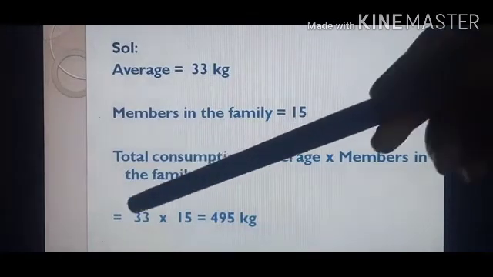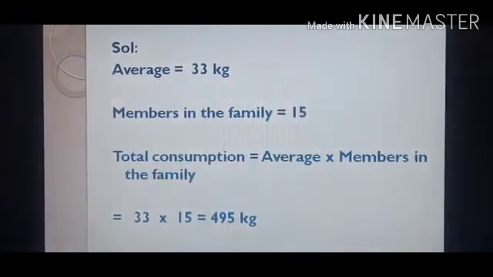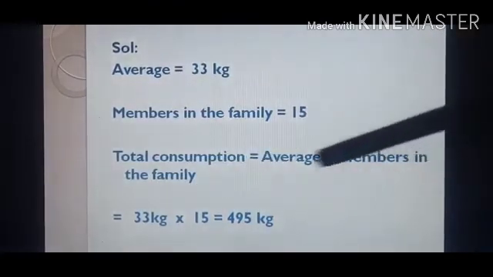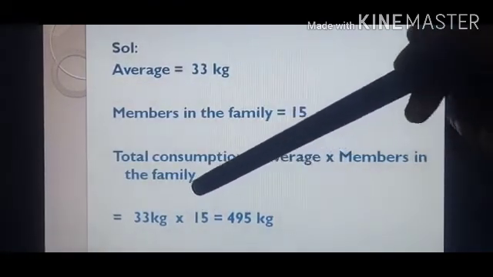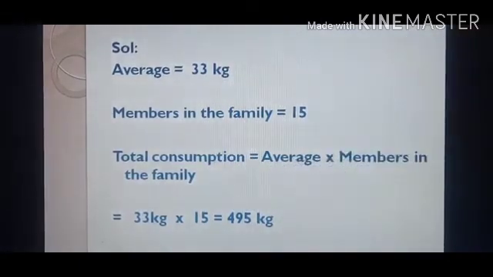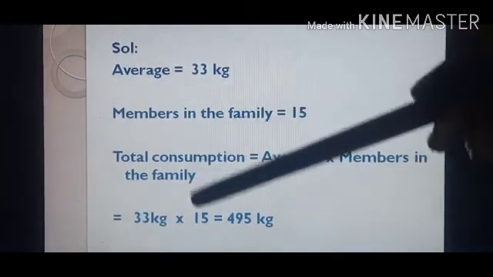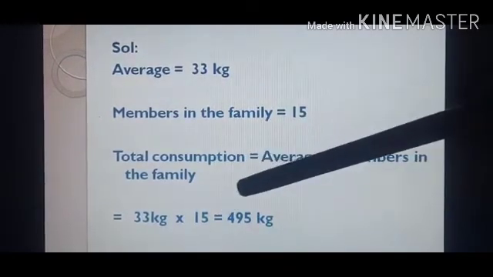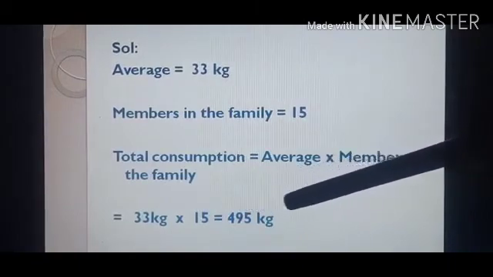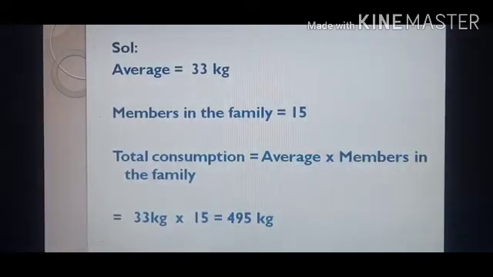So average is 33 kilogram multiplied by 15. Members of the family are 15. 33 multiplied by 15, 495 kilogram we will write down. So total consumption यानी कि इस फैमिली के 3 मंथ का कंजम्पशन था 495 किलोग्राम ऑफ wheat.